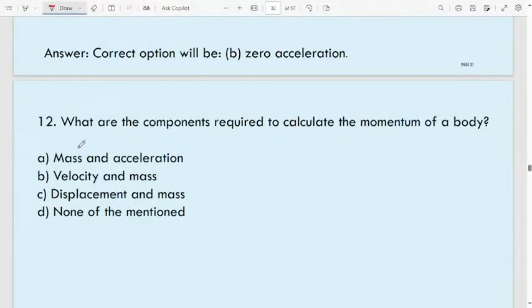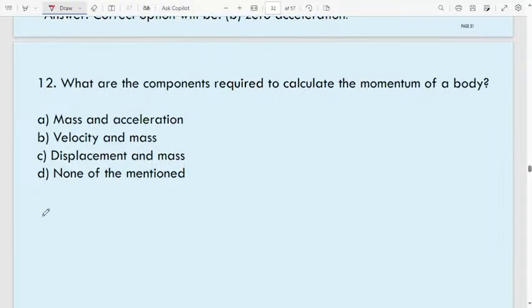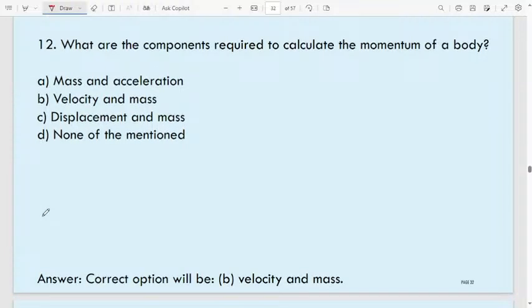Next, what are the components required to calculate the momentum of a body? What is needed to calculate the momentum of a body? Option A, mass and acceleration. Option B, velocity and mass. Option C, displacement and mass. Option D, none of the mentioned. Option B, velocity and also mass. Momentum, it will be m into v. According to the formula, you can conclude momentum of a body depends upon velocity and also mass.